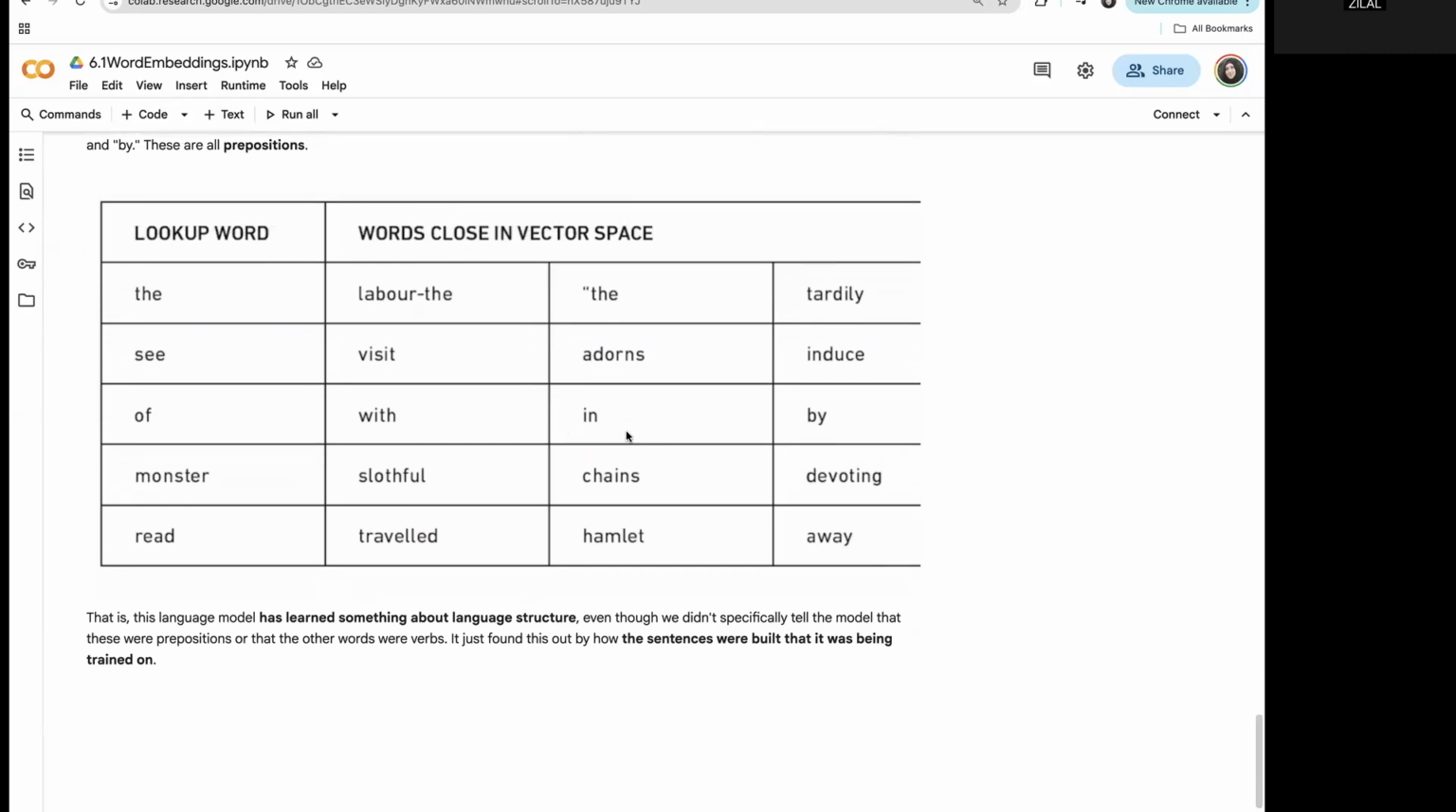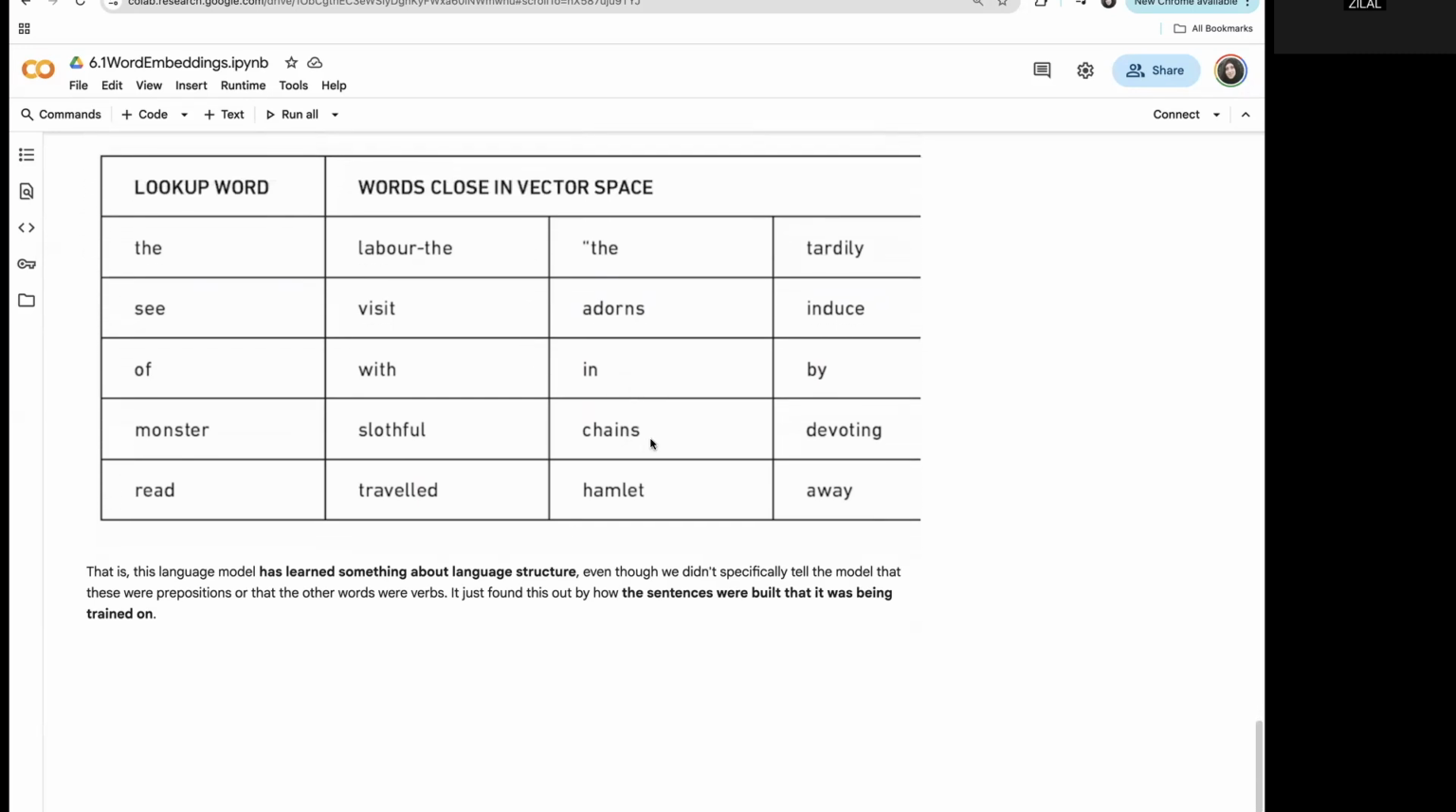So we can see that this language model has learned something about the language structure, even though we didn't specifically tell the model that there were prepositions or verbs. It just found this out by how the sentences were built that it was training on. And I will show you in the next video how we can do that by using TensorFlow.